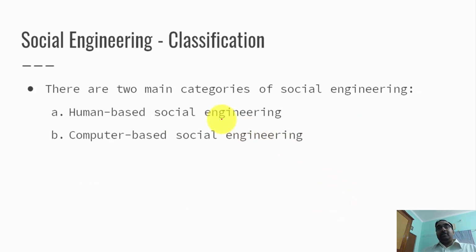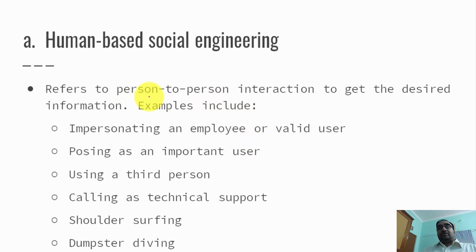There are two main categories in social engineering. One is human-based social engineering and the second one is computer-based social engineering. Let us see some examples in both of these. What does human-based social engineering mean? This requires person-to-person interaction. The attacker or the hacker will interact with the target in some way. For example, they can impersonate an employee or valid user.